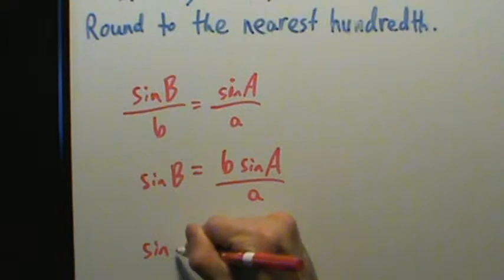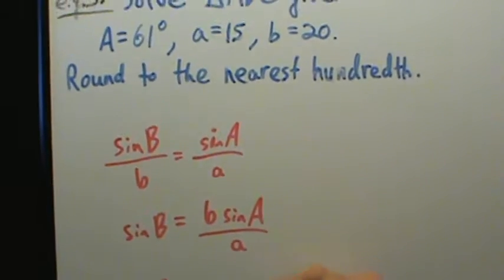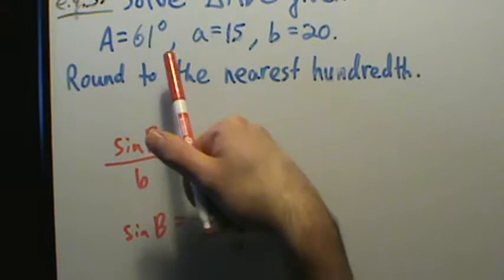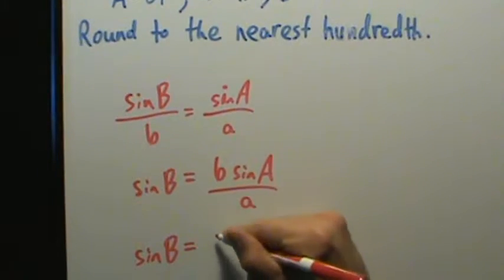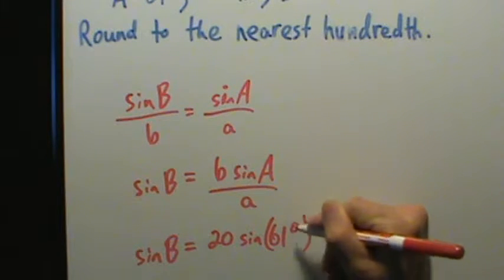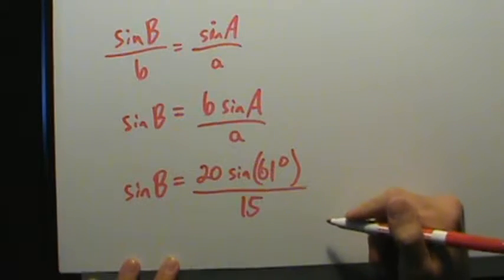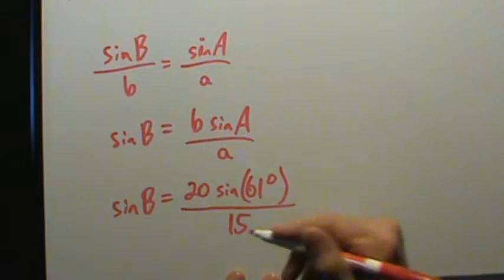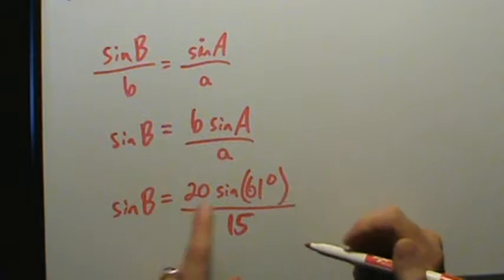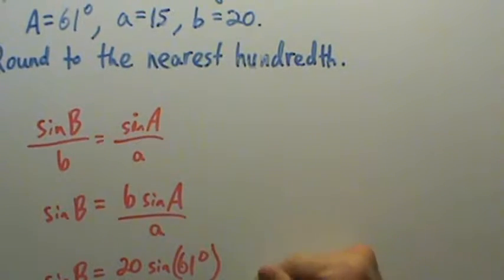Okay. Now let's just plug these into here. So then sine of B equals what? So little b is 20, capital A is 61 degrees, little a is 15. So this is 20 times the sine of 61 degrees, all divided by 15. Okay. So if this is the case, well, first let's see what this equals. So a couple things to point out here.